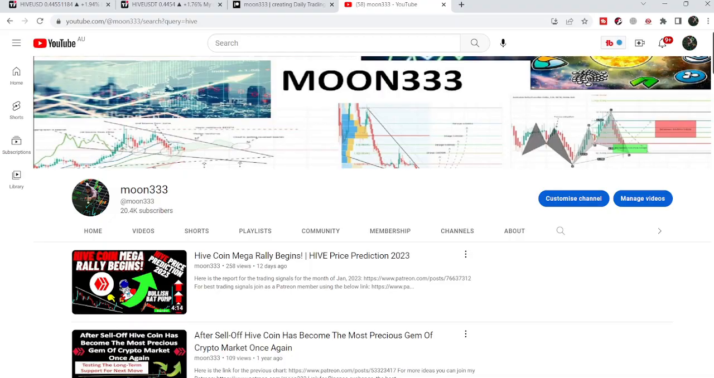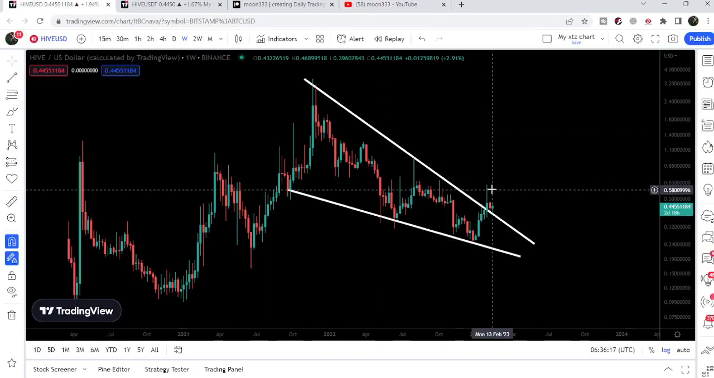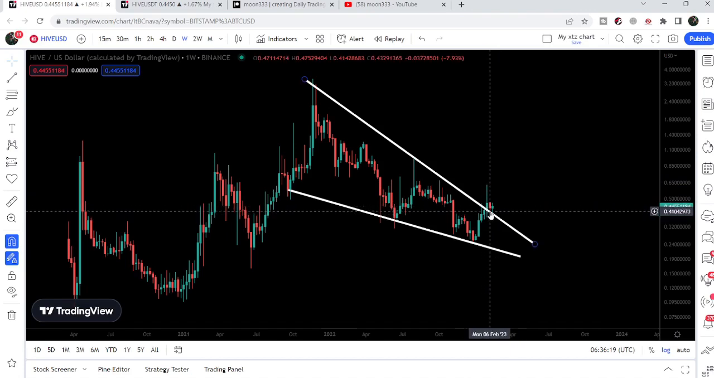Hope you're well and welcome to the new update on Hivecoin. In my previous video, we were watching how Hivecoin was breaking out a very big falling wedge pattern, and now after this breakout, the price line is retesting the previous resistance of the wedge as a support. And in today's video, we will take a look at this move.